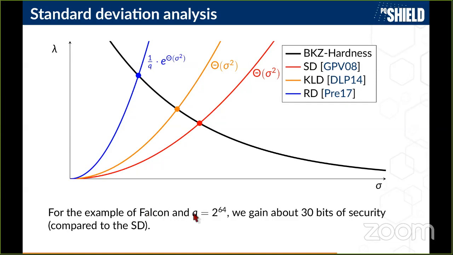For example, if we take Falcon and Q equal 2 to the 64, then we will gain 30 bits of security compared to the statistical divergence, because the curve will get higher, and the security that you can claim will be the one where you consider the intersection of your curve with your black curve. Okay, because we know that if sigma is larger than that, it will be vulnerable against BKZ, and if it's smaller than that, then you don't have any theorem to back up your security.